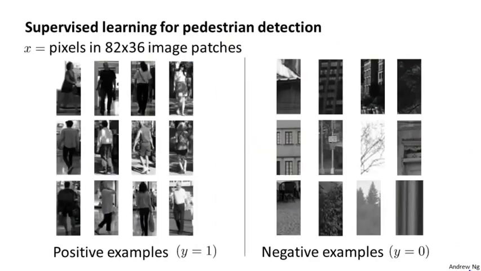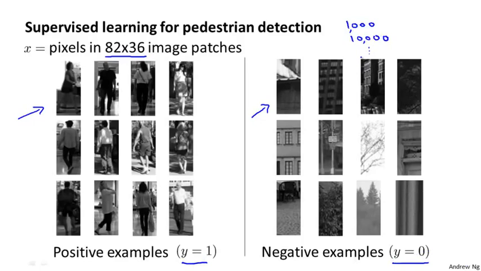In order to build a pedestrian detection system, here's how you can go about it. Let's say that we decide to standardize on this sort of aspect ratio, 82 by 36. We could have chosen some rounded number like 80 by 40 or something, but 82 by 36 seems to work. What we would do is then go out and collect a large training set of positive and negative examples. So here are examples of 82 by 36 image patches that do contain pedestrians, and here are examples of images that do not. On this slide, I've shown 12 positive examples with y equals 1 and 12 negative examples with y equals 0. In a more typical pedestrian detection application, we may have anywhere from 1,000 training examples up to maybe 10,000 training examples, or even more if you can get even larger training sets.